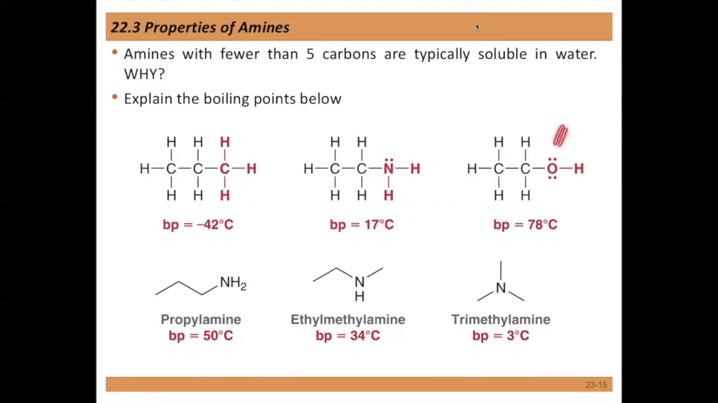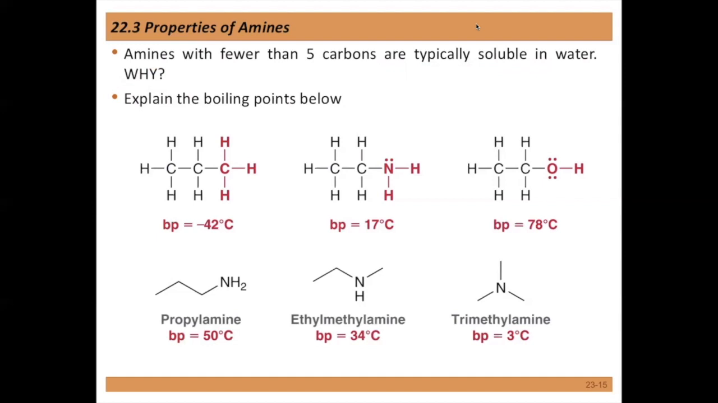So let's answer this question first. Why does the alcohol have the highest boiling point? You should be screaming at the screen that it's due to hydrogen bonding. So question is, well, why does this ethylamine have a higher boiling point than propane? And you should be screaming the same answer, hydrogen bonding. So amines with fewer than 5 carbons are typically soluble in water. Why? Yes, the answer is hydrogen bonding.